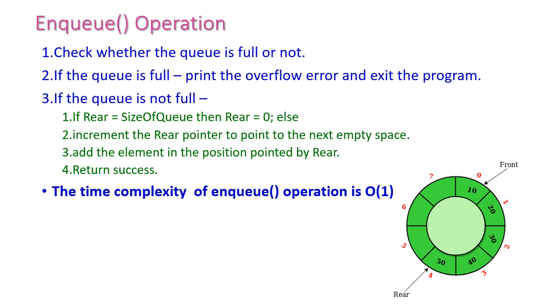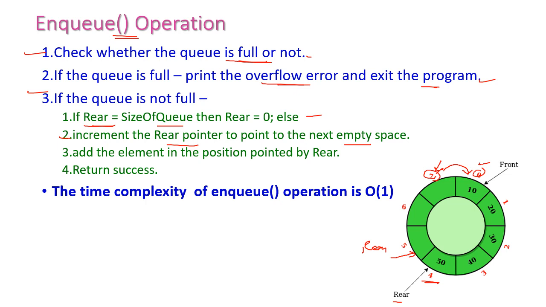First, let us see the enqueue operation. The enQueue operation is used to insert a new item in the circular queue. Before inserting any new item, first we need to check whether the queue is full or not. If the queue is full, then print an overflow error message and exit the program, because we cannot insert any new item if the queue is full, right? If the queue is not full, then we need to check whether rear equals the size of the queue, that is, rear has reached this point. Then we need to reset the rear value to 0, right? And increment the rear pointer to the next empty place. Otherwise, suppose it is here, then the rear pointer should be incremented here.